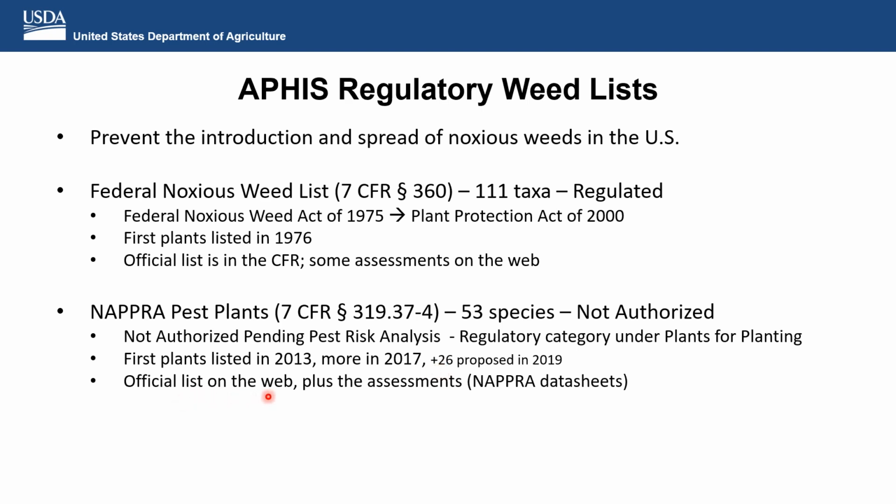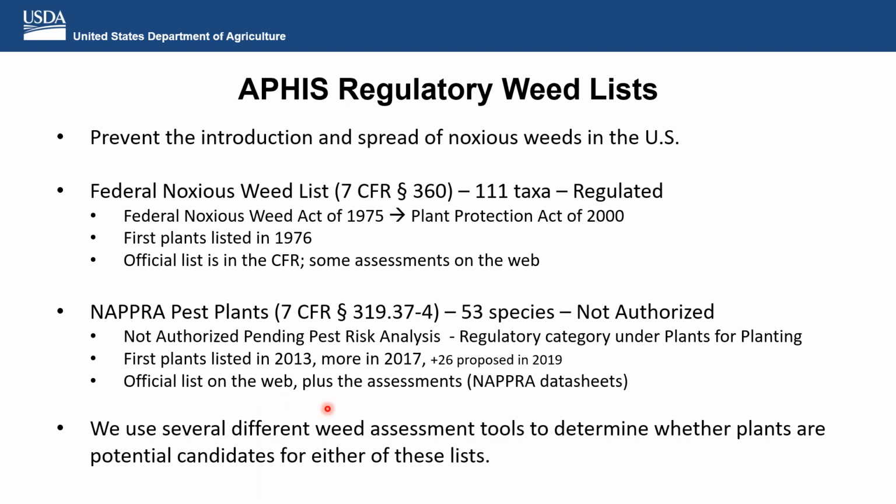The official NAPRA list is on the web, plus all of the NAPRA data sheets that are used to support that listing. Now, in APHIS, we use weed risk assessments and weed assessments in general to support any kind of listing or delisting activity. And so we use a diverse range of tools.